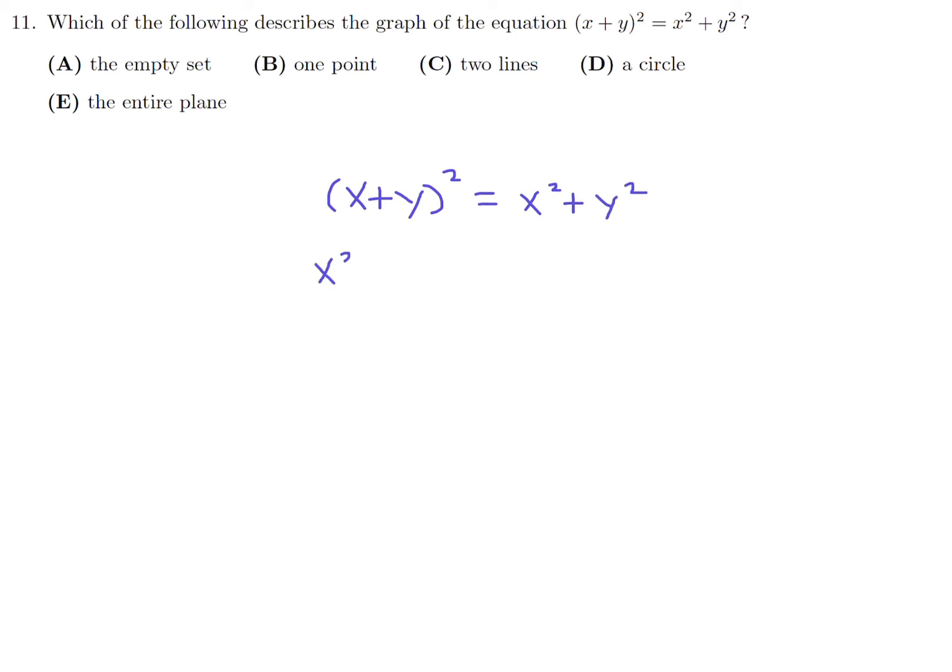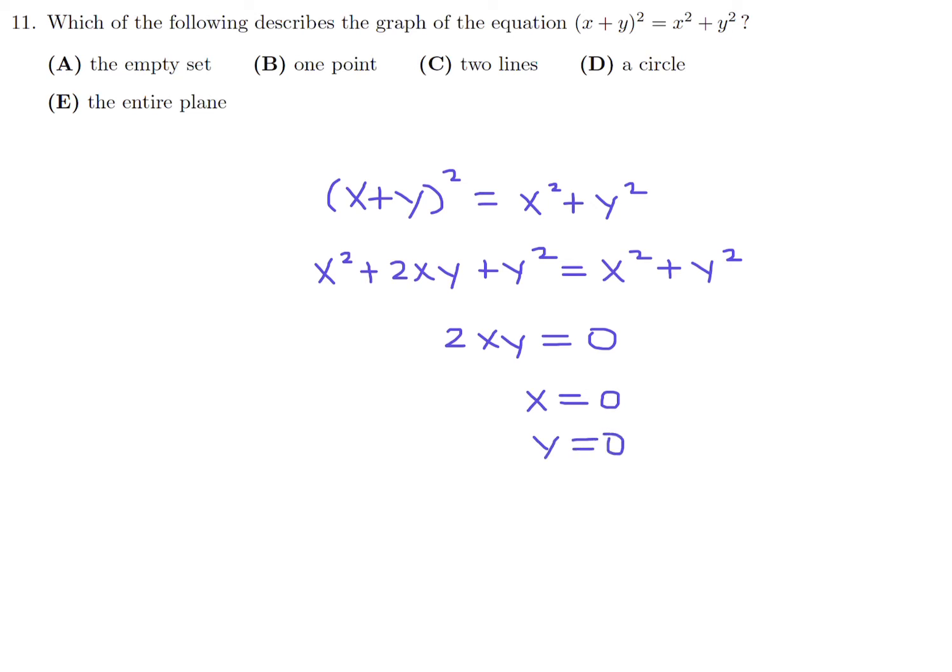Multiply this out. You got x squared plus 2xy plus y squared is equal to x squared plus y squared. The x squareds and the y squareds from both sides cancel, and that leaves you with just 2xy is equal to 0. There are a lot of ways of interpreting this. I think the simplest way is to say, well, it's either x equals 0 or y equals 0. Correct? And if that is the case, you draw yourself a little graph here.